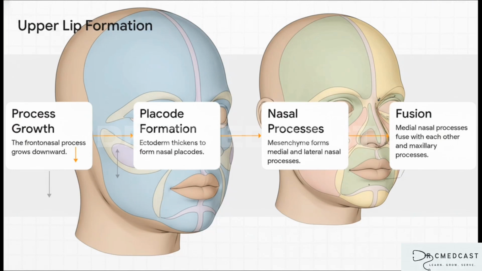You know, forming the upper lip is like a carefully choreographed dance. It all kicks off with the frontonasal process, growing downward. Then, certain patches of the outer cell layer, the ectoderm, thicken up to form what are called nasal placodes. These are the seeds of the future nose. Around these placodes, tissue starts to build up, creating the medial and lateral nasal processes. And then comes the grand finale, the most important step, fusion. The 2 medial nasal placodes merge in the center, and then each one of them fuses with the maxillary process from the side to complete the whole structure.